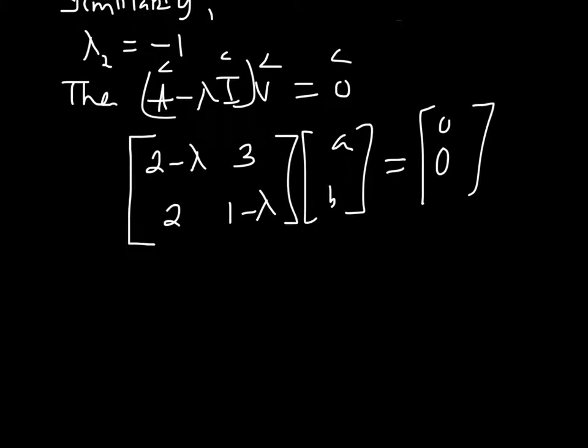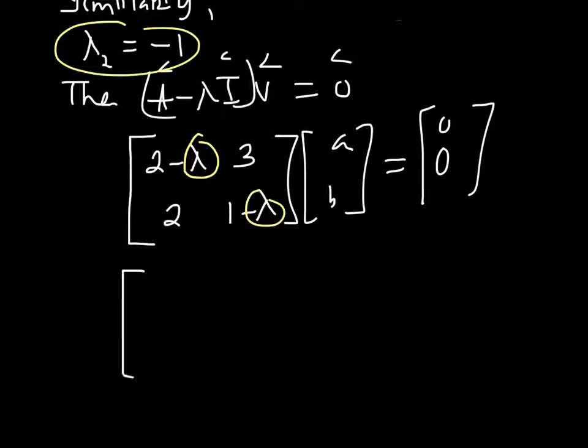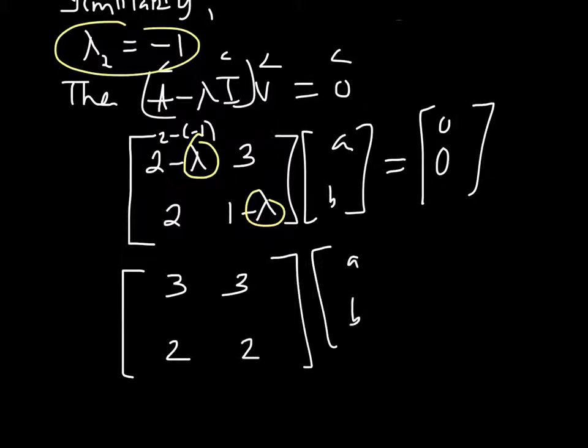So again, this is our matrix equation, and what's lambda in this case? So here's my lambda. I'm just going to plug in my lambda here so I can get numerical values. And so I get 2 minus minus 1, that's just 3, right? 2 minus minus 1, that's 2 plus 1, 3, 3, 2, and then again 1 minus minus 1 is 2. And I get my a, b, 0, 0.